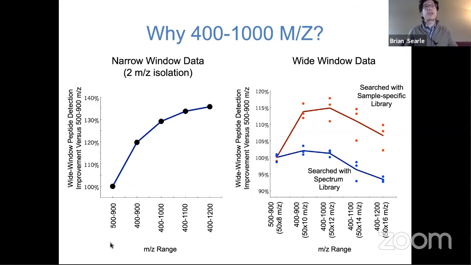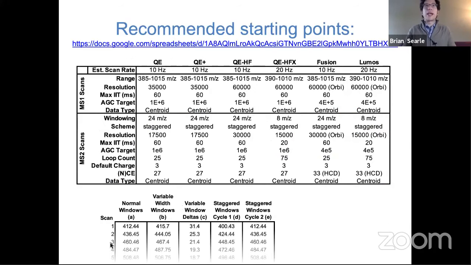Again, for phospho experiments, you might want to think about 500 to 1,100 or 500 to 1,000 in those cases. We have a document that describes recommended DIA settings. A bunch of you have asked what we would recommend starting with for a wide variety of instruments. We have these listed in this Google Doc here, as well as in the manuscript.